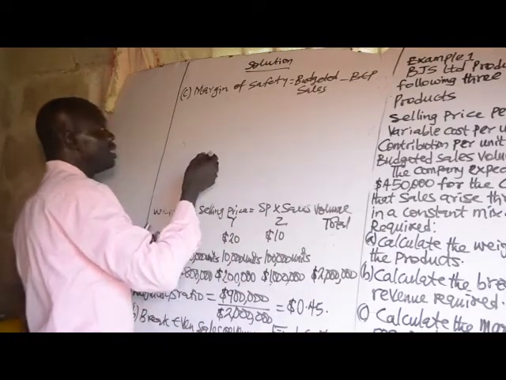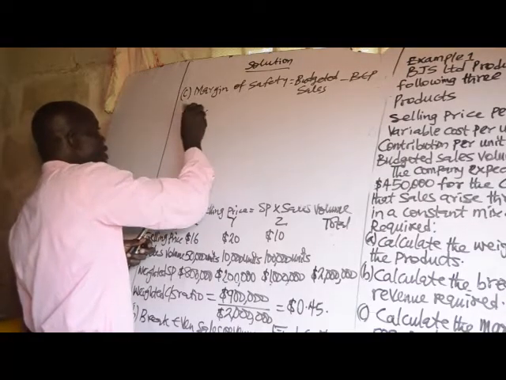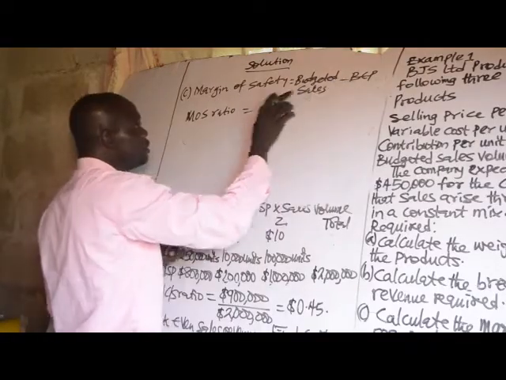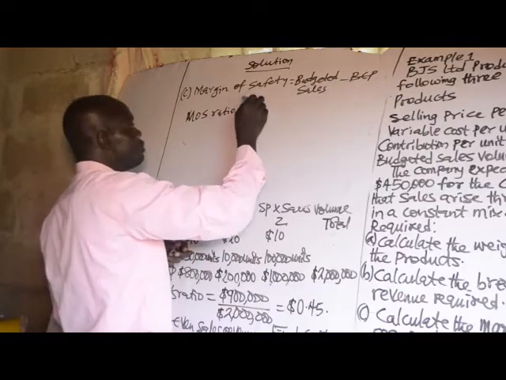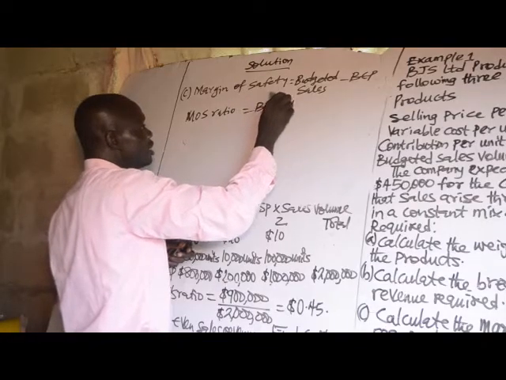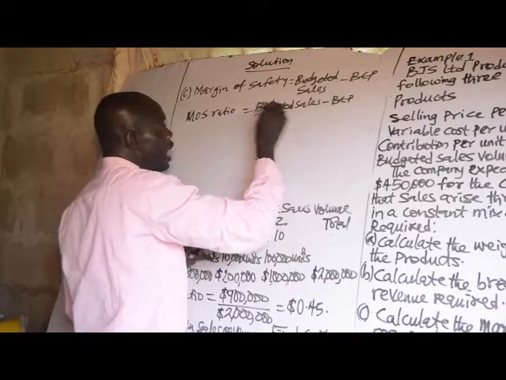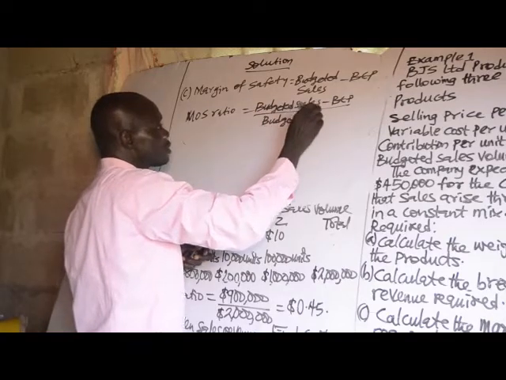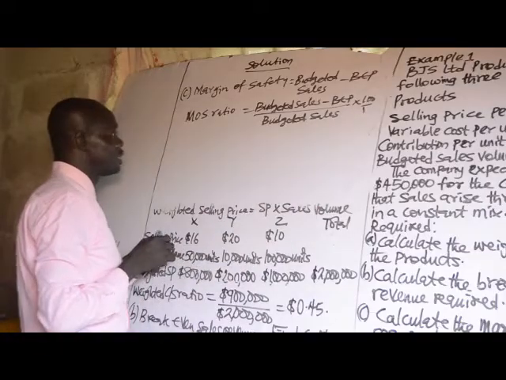And to compute your margin of safety ratio, MOS ratio, you now divide the margin of safety you have obtained using this formula by the budgeted sales. So that means the formula becomes budgeted sales minus the break-even point over budgeted sales times 100. This gives us the margin of safety ratio.